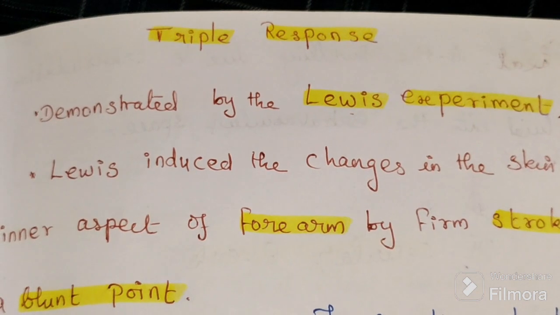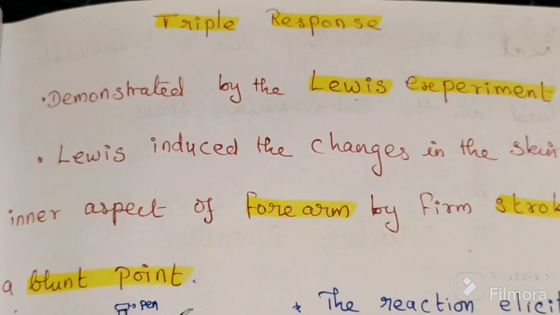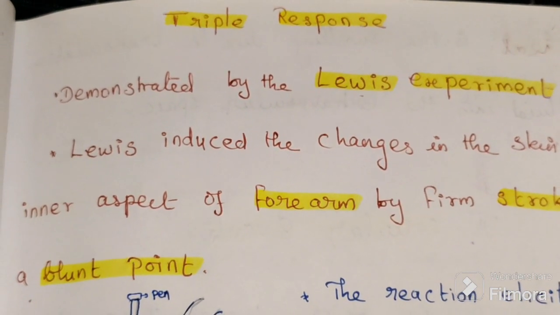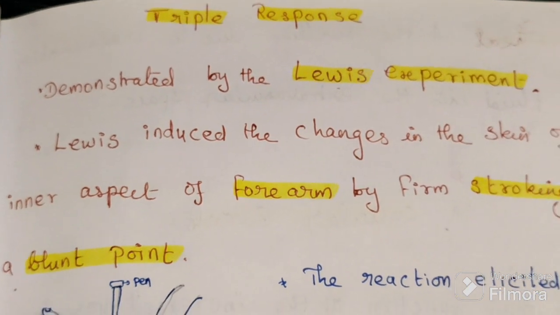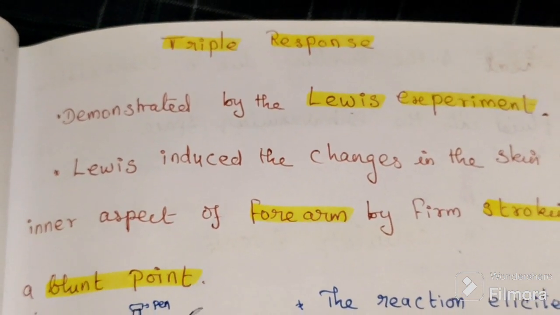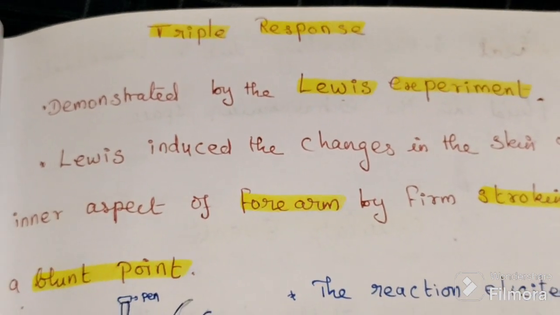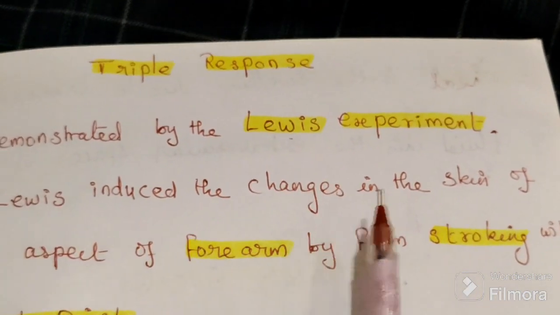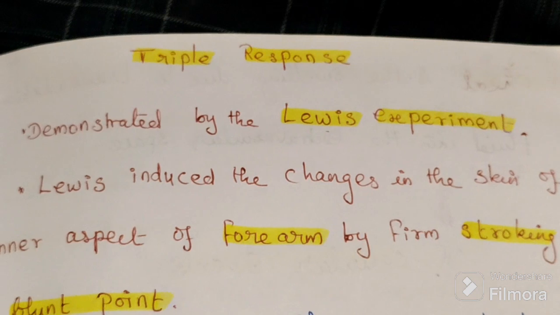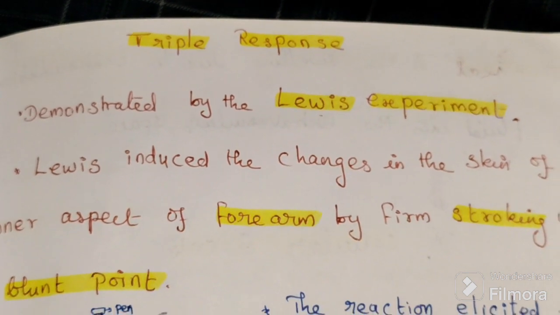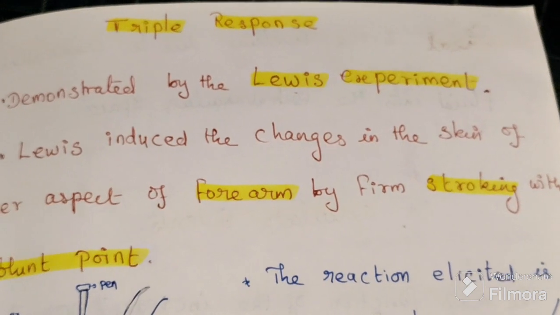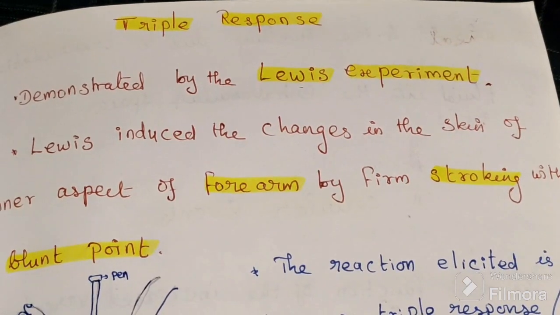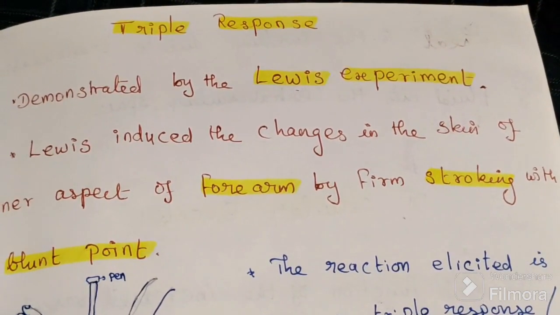So who proved these 5 vascular events: vasoconstriction, vasodilation, hydrostatic pressure, vascular permeability, and blood stasis? That scientist is called Lewis. There is a mechanism, and that experiment is known as Lewis experiment. This experiment was done by Lewis, that's why it has that name.